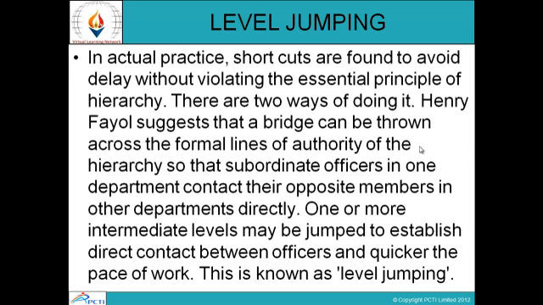Now, what is level jumping? In actual practice, shortcuts are found to avoid delay without violating the essential principles of hierarchy. There are two ways of doing it. Henry Fayol suggests that a bridge can be thrown across the formal line of authority of the hierarchy so that a subordinate officer in one department can contact the opposite members in the other department directly. One at a more immediate level may be jumped to establish direct contact between the officers and quicken the pace of work. So that is level jumping.